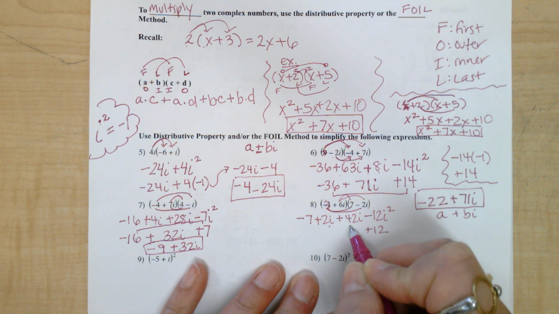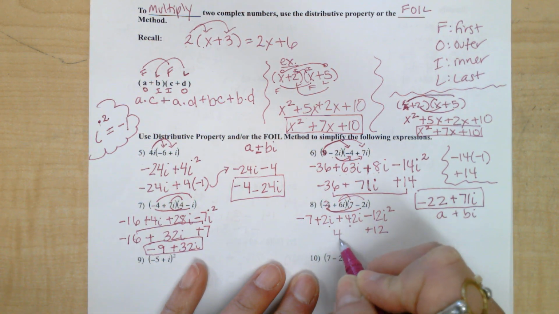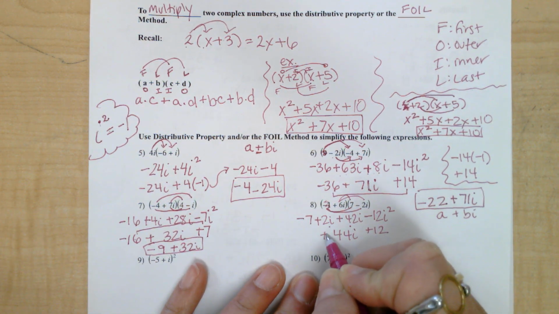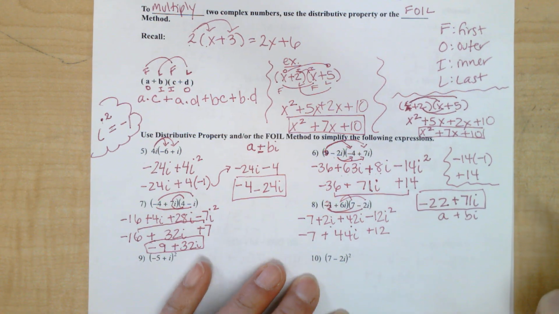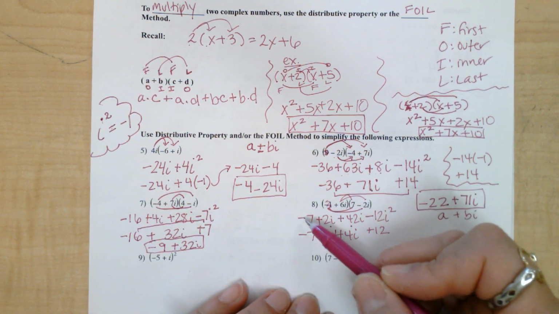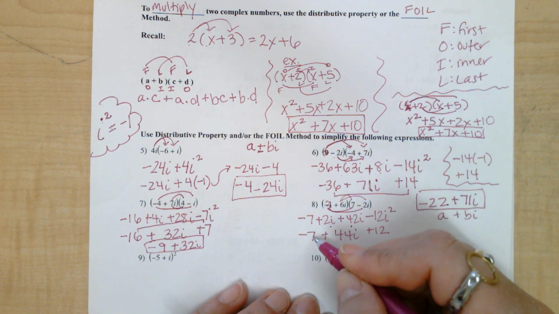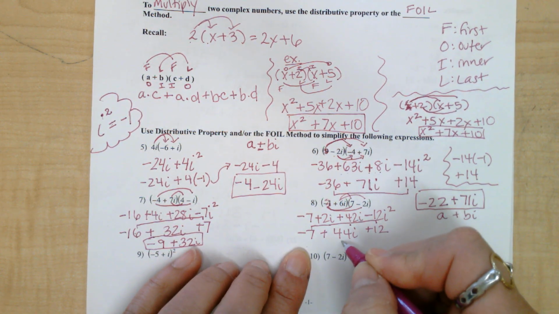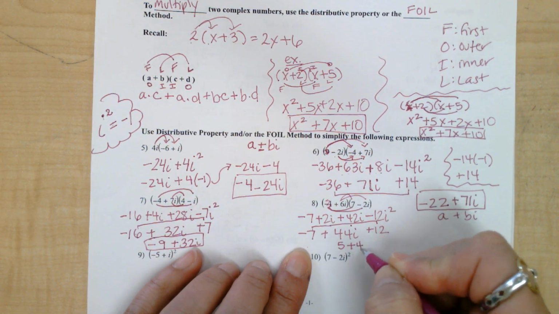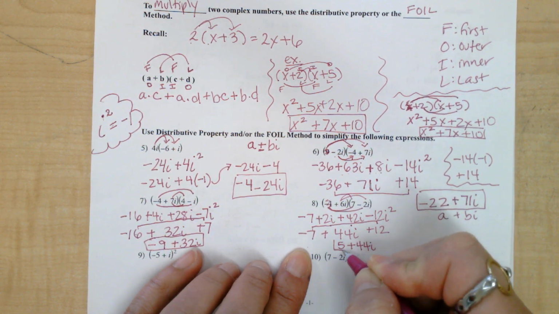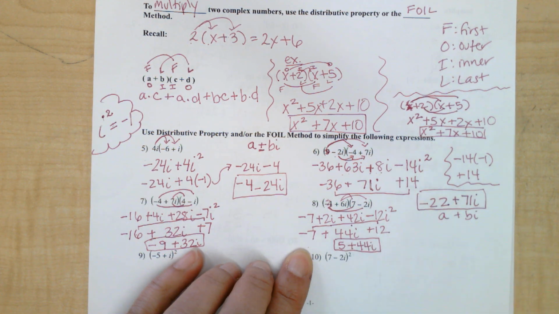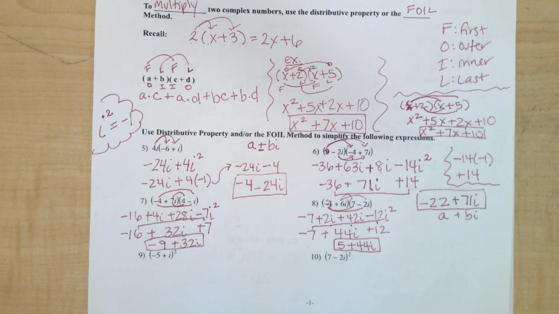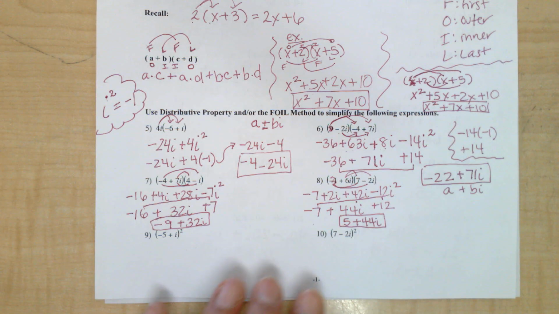Combining 2i plus 42i gives us 44i. Bringing down your minus 7, so negative 7, and I just bring the signs down with it. And then negative 7 plus 12 gives me 5 plus 44i. And there's our answer. Okay, next, number 9 and number 10.